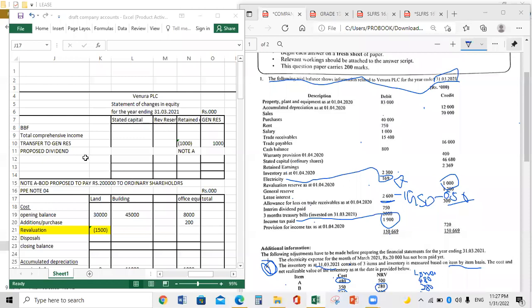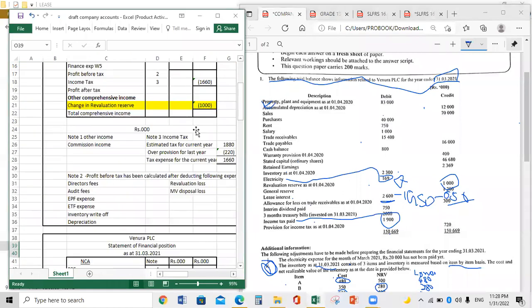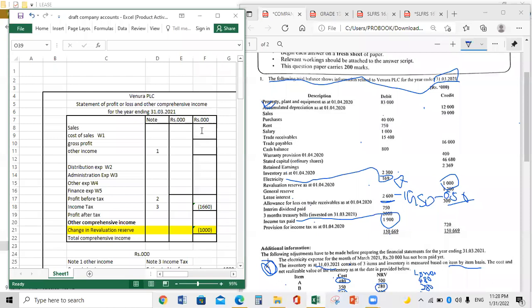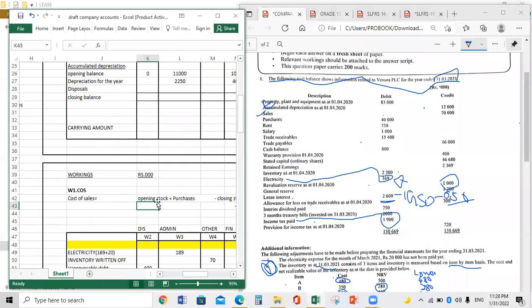Okay. So PPE opening balance given, that's done. Accumulated depreciation done. Sales, record the sales, guys, in that SOPL sales. How much is the sales? 70,000. Okay, I'll keep on recording. Purchase goes to cost of sales. Add it. Have they given opening stock? Yes, opening stock is 2,300. Purchase is how much? 40,000.